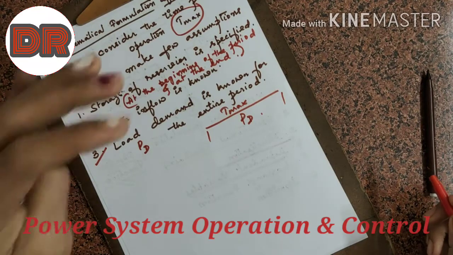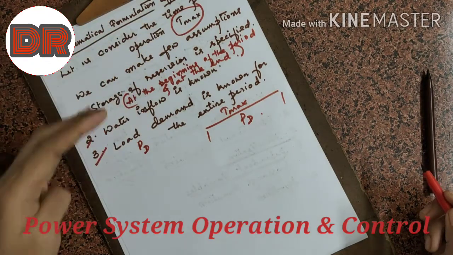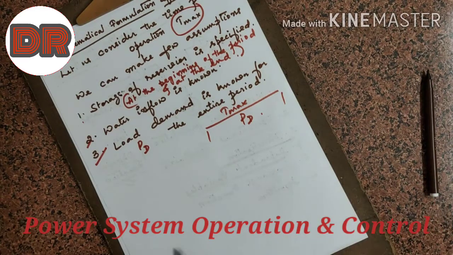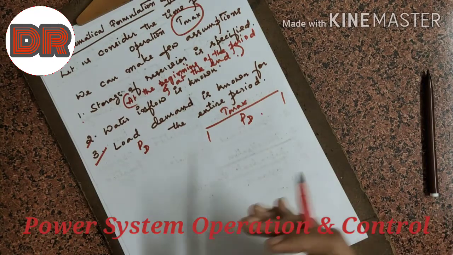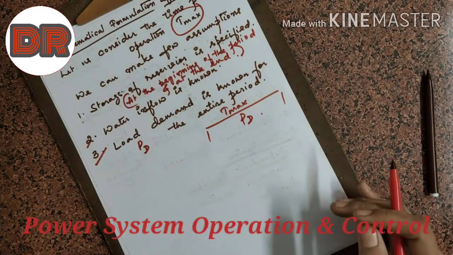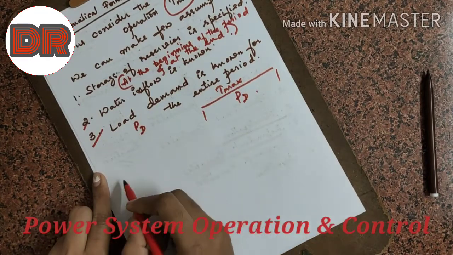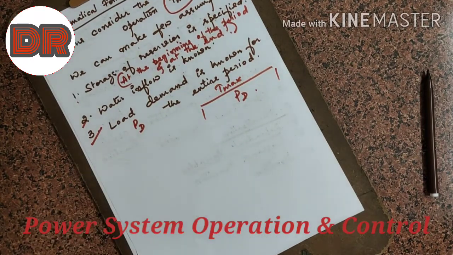Remember, we have taken Tmax as the time period and these are the assumptions. Storage of the reservoir is known at the beginning and at the end of the time period. Water inflow is known for the entire time period and load demand is known for the entire time period. Now let us write the objective function, and we know that the main objective is to minimize the cost of the thermal plant by considering the hydro and thermal constraints.